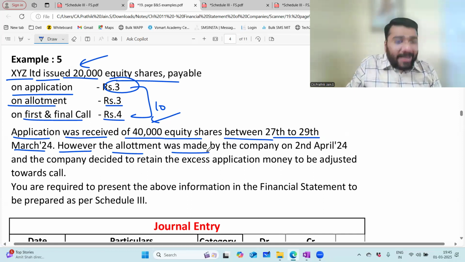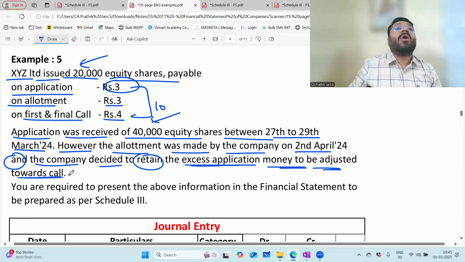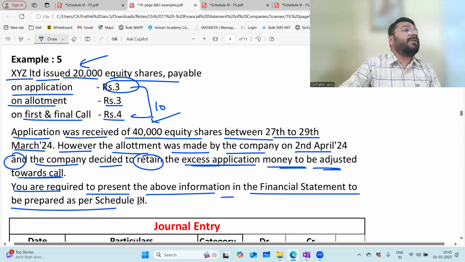However, the allotment was made by the company on 2nd April 24, and the company decided to retain the excess application money to be adjusted towards cost. Correct? You are required to present the above information in the financial statement to be prepared as per Schedule 3.